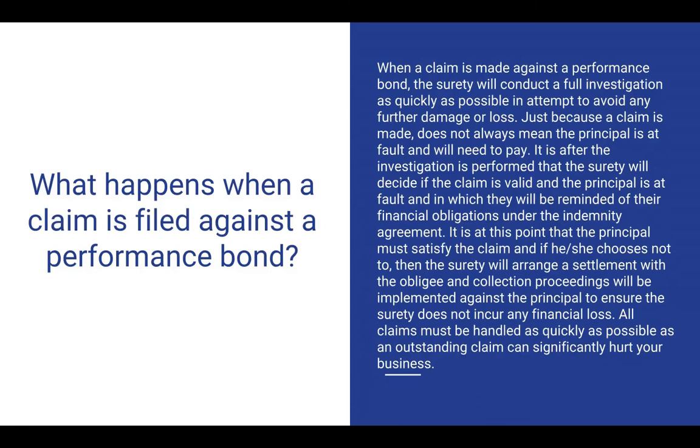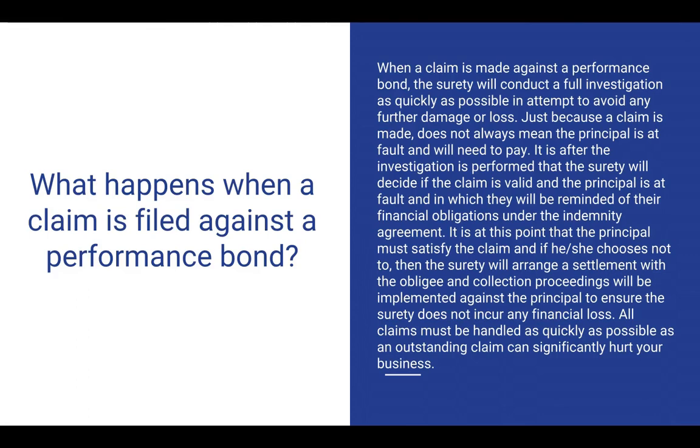What happens when a claim is filed against a performance bond? When a claim is made against a performance bond, the surety will conduct a full investigation as quickly as possible and attempt to avoid any further damage or loss. Just because a claim is made does not necessarily mean the principal is at fault and will need to pay. It's after the investigation is performed that the surety will decide if the claim is valid and the principal is at fault, in which case they will be reminded of their financial obligations under the indemnity agreement.